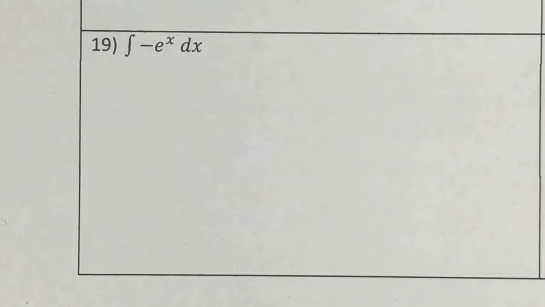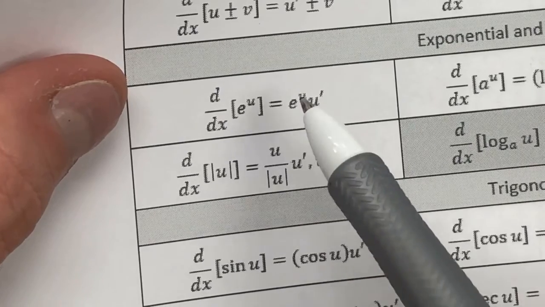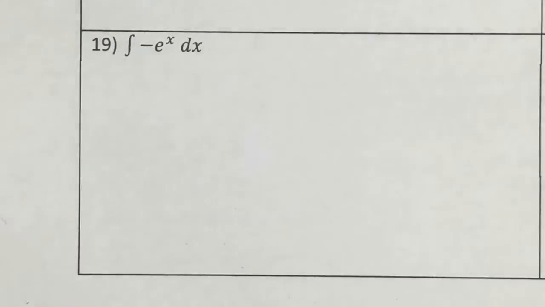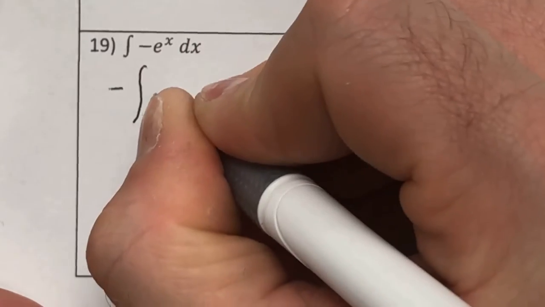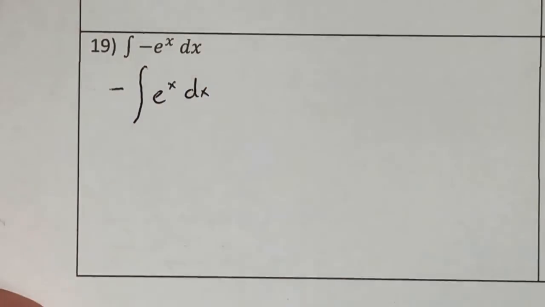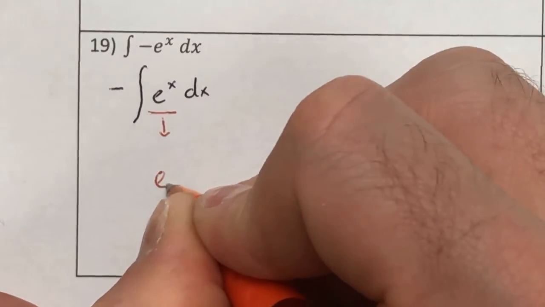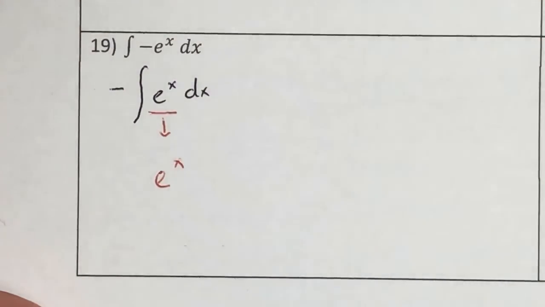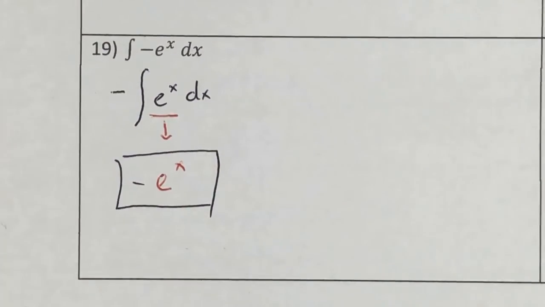Okay. So now that you've had a shot at that, we're going to look through and say, hey, we notice that the derivative of e to the power is going to be e to the power. So all I need to do is get rid of that negative sign. So if I say negative integral of e to the x dx, I know that the integral of e to the x is e to the x, and I'm just going to keep that negative sign around, and there we go.